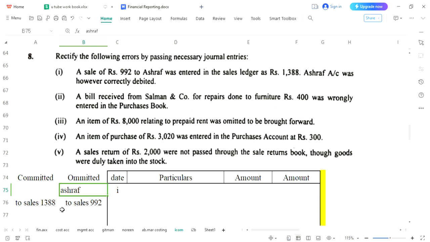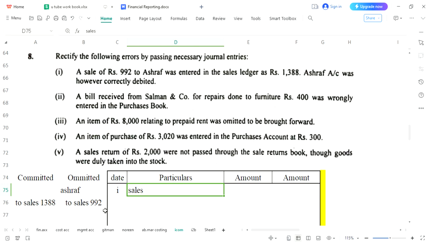Now let's come over here. Sale was required to be written as 992 while we have written 1388. That means more amount has been posted. When more amount is posted, it is overcast. The overcast rule is if it is credit, make it debit. So sale was initially credited; in case of overcast, we will write it on the debit side. Now please understand, there was only one mistake, and that was sale. We have corrected it. How much amount will we write over here?